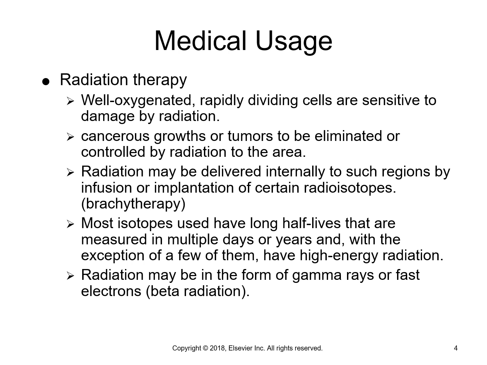Most isotopes have long half-lives, ranging from at least a couple days to years. And with the exception of just a few of them, most of them have a pretty high level of radiation. If you're going to go to the trouble of irradiating a patient, they're going to make sure there's high enough radiation to cause the damage, hopefully just to the cancerous cells, in order to make it worth it. Radiation can be in the form of gamma rays or fast electrons or beta radiation.